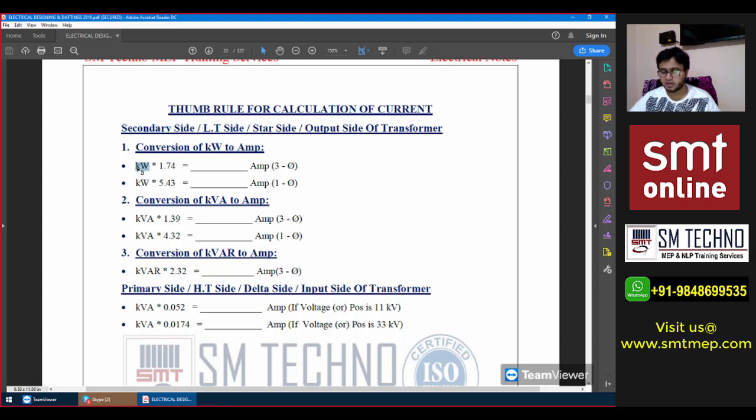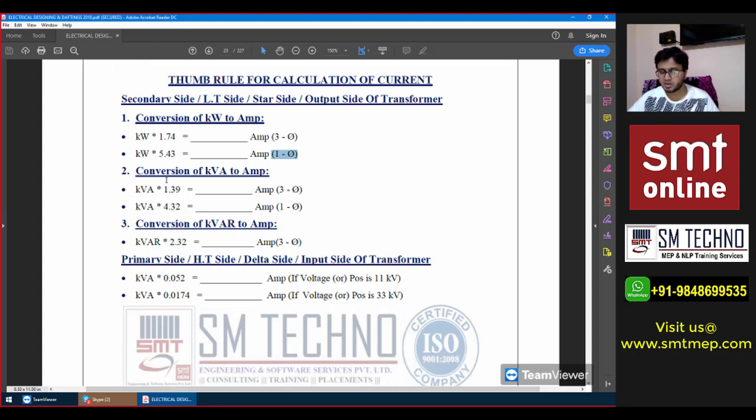Whenever you are working with respect to this particular area, and you have some amount of load like something like 500 kilowatts, multiply with 1.74 and you'll get the amount of current value, overcoming all the previous calculations. Again, here you can see multiply with 5.43 whenever you're working with a single phase system. So you have to remember these multiplying factors 1.74 or 5.43. This is for the three phase, this is for the single phase.